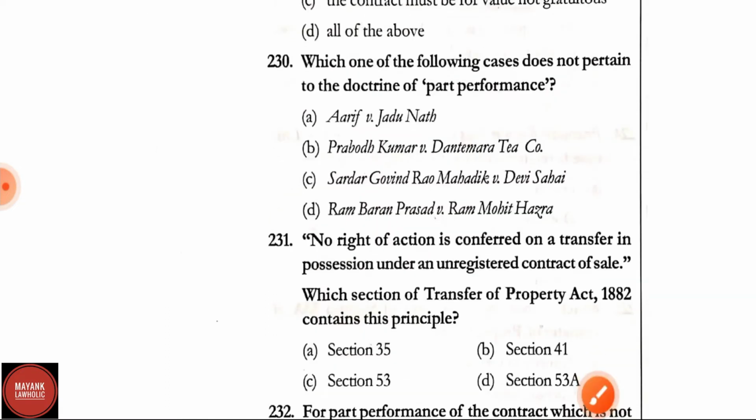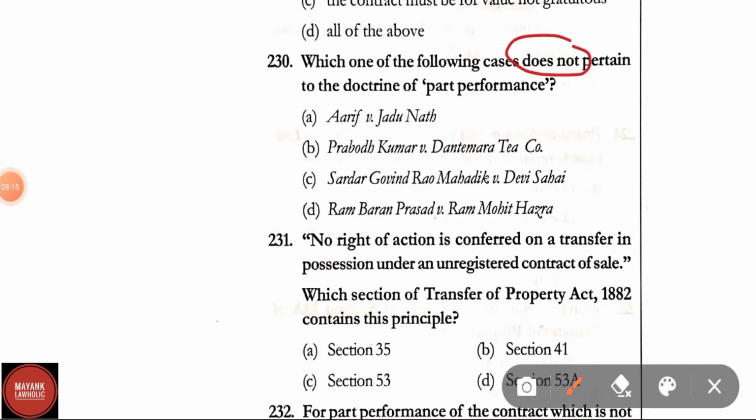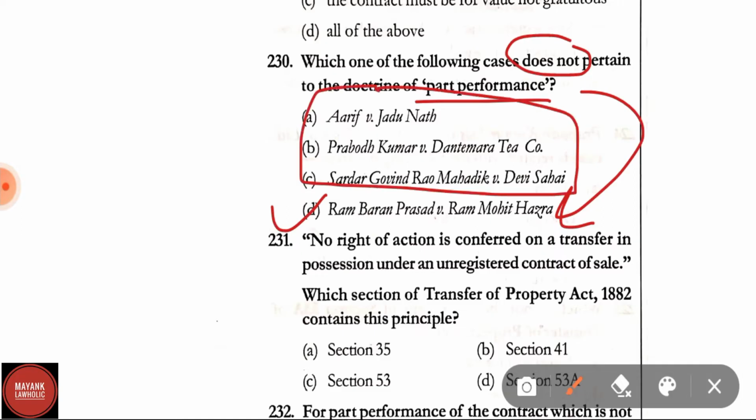Question number 230. Which one of the following cases does not pertain to the doctrine of part performance? Options are: Arif versus Jadunath, Prabodh Kumar versus Dantemara Tea Company, Sardar Govind Rao Mahdik versus Devi Sahai, Ram Baram Prasad versus Ram Mohit Hazara. Here correct answer is option D. This case is not related to doctrine of part performance. Other three cases are related to doctrine of part performance.